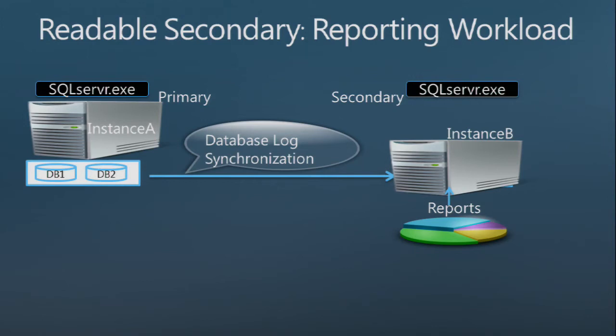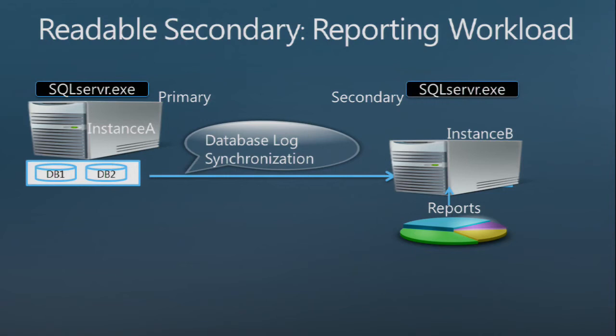So the difference here that you will see is it looks like database mirroring. You have a primary node and you have a secondary node. That is the secondary replica. We call it our secondary replica. It's like a mirror. The difference is that you are able to run a reporting workload on the mirror.